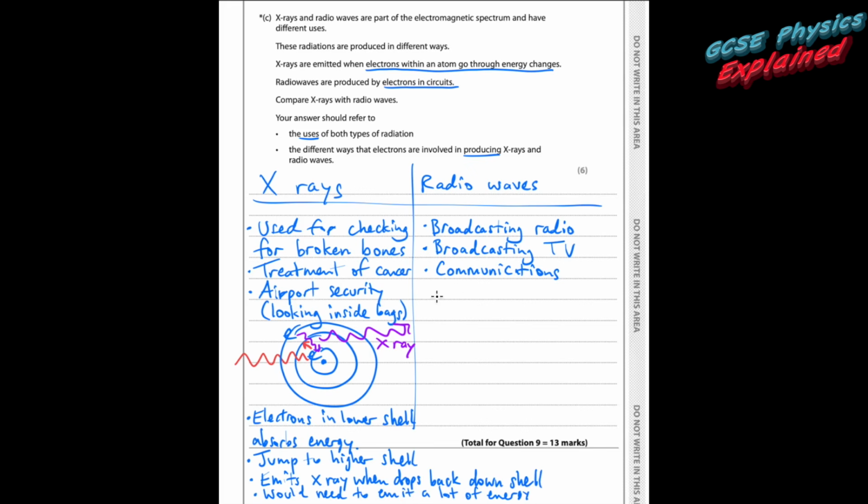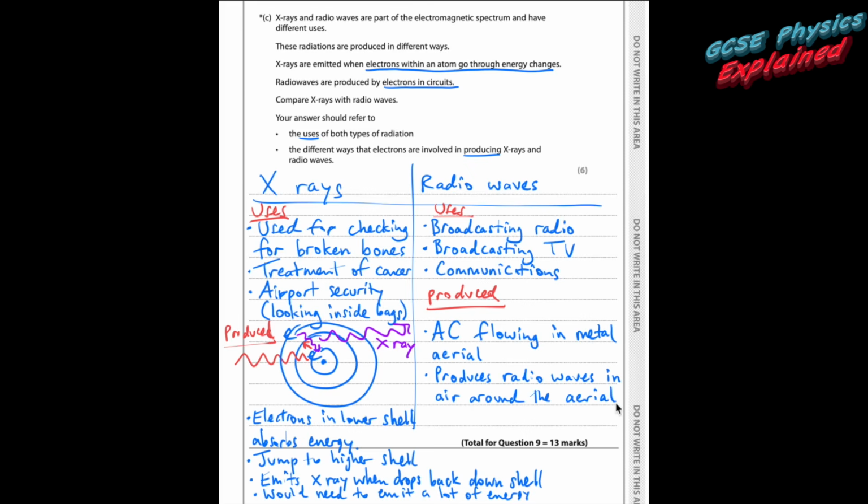Right, what about radio waves? How are they created? Or how are they produced, as the question said? So you've got alternating current flowing in an aerial, a metal aerial, which produces the radio waves in the air around the aerial, and the radio waves would have the same frequency as the frequency of the alternating current.